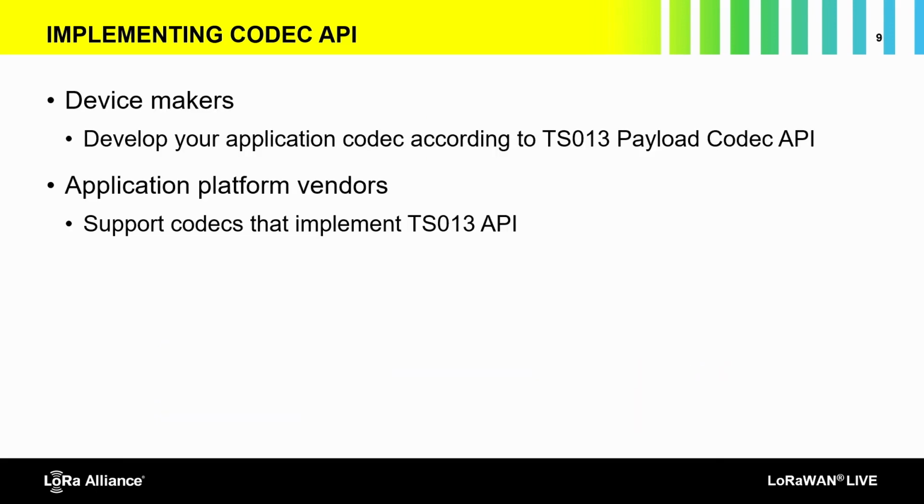So what do you need to do for supporting this? As a device maker or application maker, you would develop your application codec according to TS013, which is really most probably just an incremental change, because this API is based on the common practices in the field. It's been contributed by multiple members who already have their APIs. So most probably it's a small change to your codec to be compliant with this API. And if you are an application platform vendor, you should also implement the same API. That way you can onboard application codecs seamlessly.